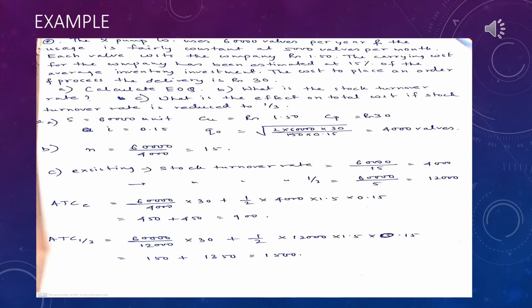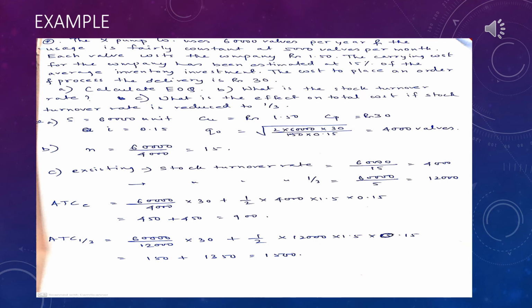Each unit costs the organization 1.5 rupees. The carrying cost for the company has been estimated at 15% of the average inventory investment. The cost to place an order and process the delivery is rupees 30. So from the above figures, we have to find out the EOQ, we have to find out the stock turnover rate, and most importantly, we have to find out the effect on the total cost if the stock turnover rate is reduced to 1/3. So this is another new kind of sum that we will be discussing.